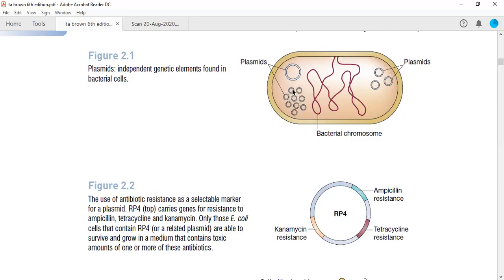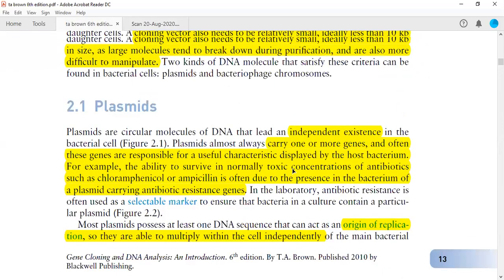Plasmids are independently able to replicate. They do not share the origin of replication of the bacterial chromosome. They are very independent. They exist independently and can replicate themselves without the aid of the bacterial chromosome. So this is the first thing.